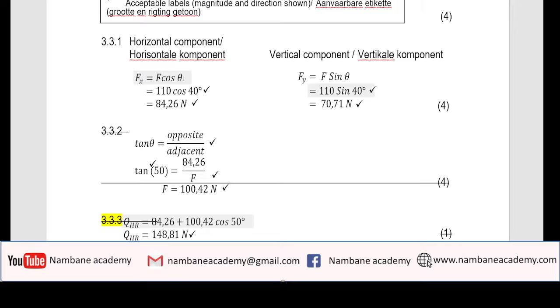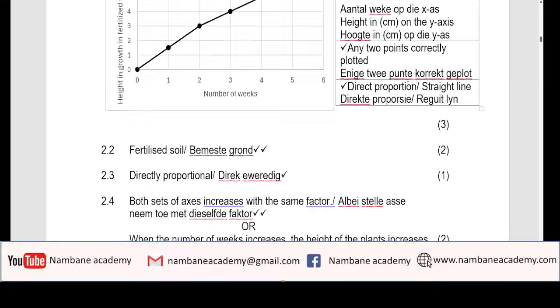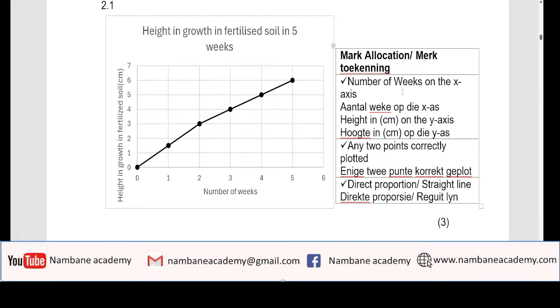Thank you, Ntate Nambane. Can we please allocate some of the marks to question 2.1, the graph, because they were not given the graph paper. They had to draw the graph, and it's only 3 marks, if it's possible. All right, thank you.